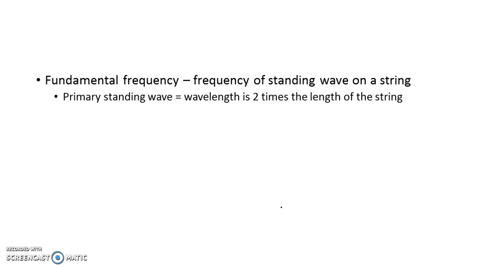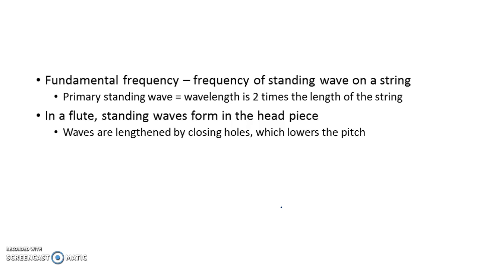Fundamental frequency is the frequency of standing waves on a string. The primary standing wave means that the wavelength is 2 times the length of the actual string. So if the string is, let's say, 100 centimeters, then the wavelength is 2 times the length of the string, so the wavelength would be 200 centimeters.